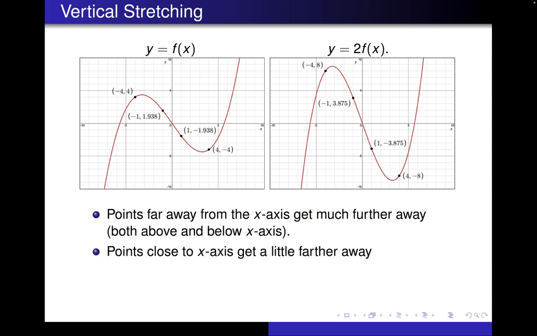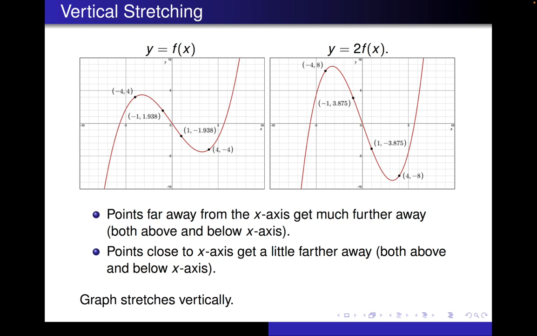And the points close to the x-axis, the remaining two, get a little farther away. Right? So the 1.938 became 3.875, which is a little farther. It was still farther away from the x-axis, but not nearly as much as going from 4 to 8. And again, that happened both above and below the x-axis. So what this says is that it takes the original graph and it stretches it vertically.